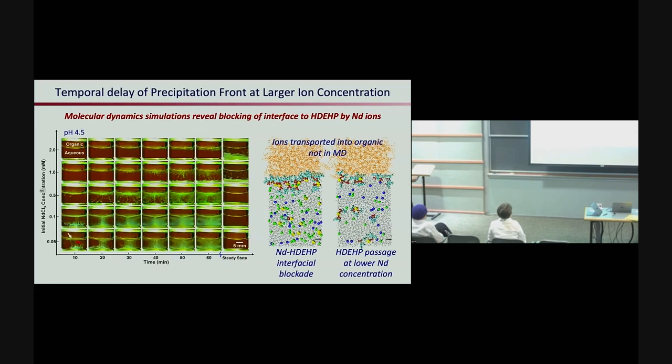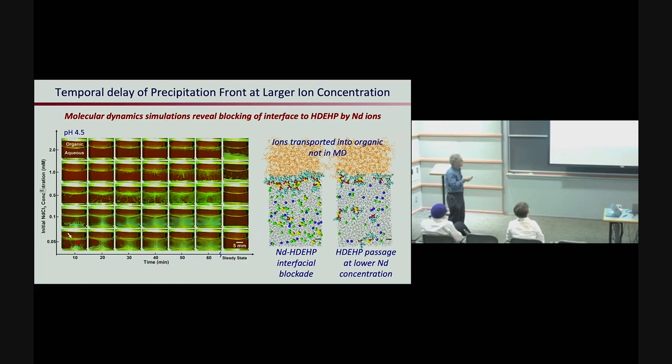So that picture more or less leads us to the idea that we have immediately ions being brought into the organic phase. Then we have some period of time, depending upon the initial concentration, in which you form something else going on here, a second interface. And then that second interface also destabilizes.